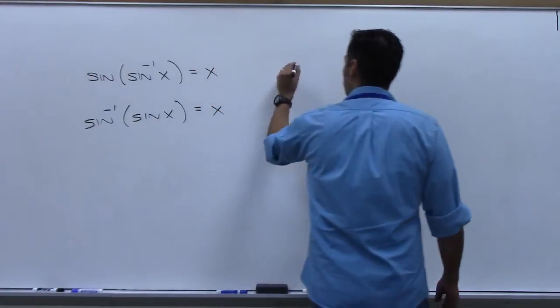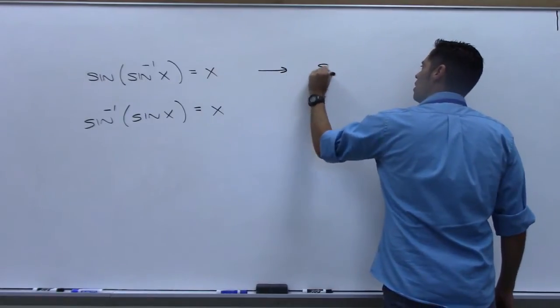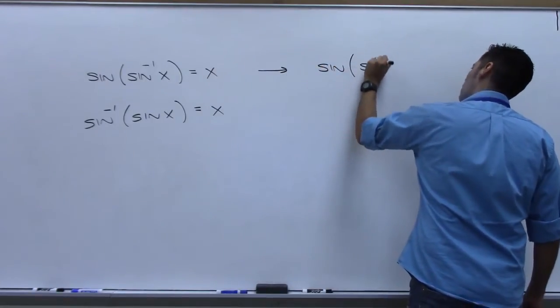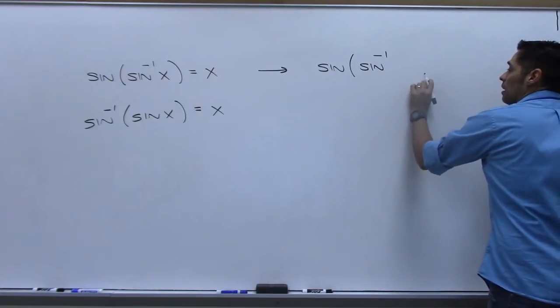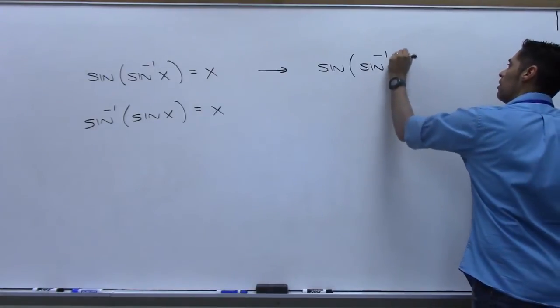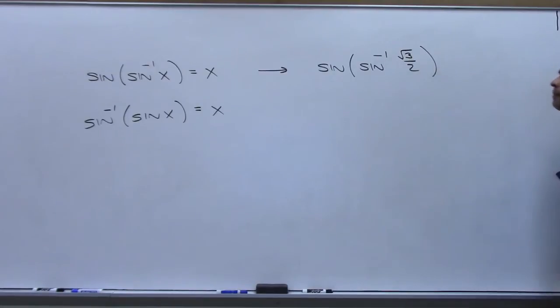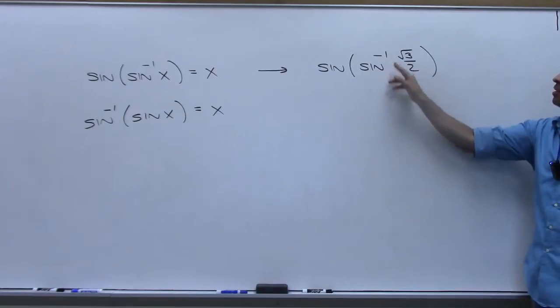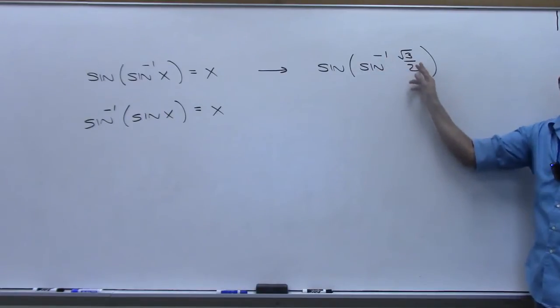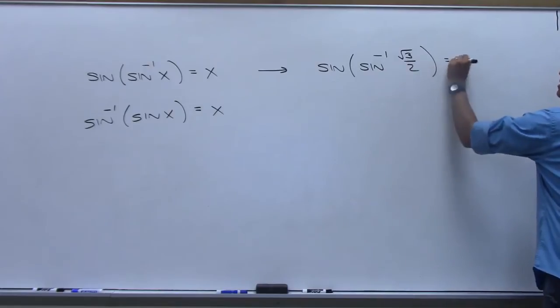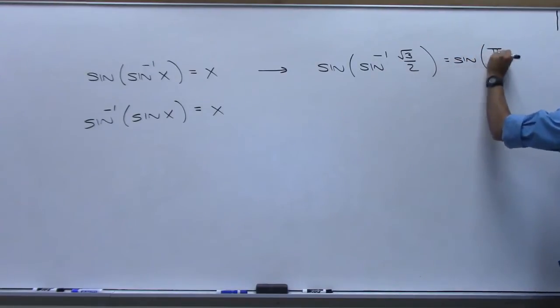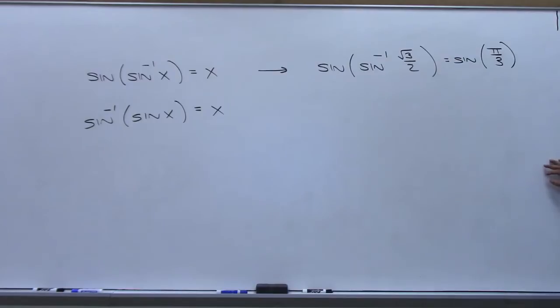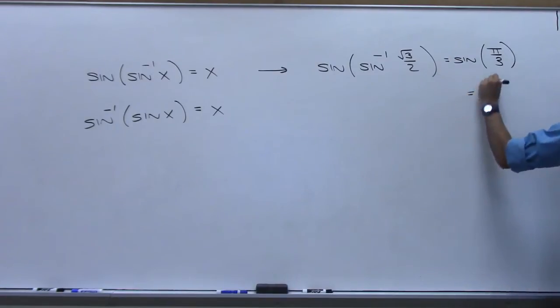So let's take a look at this first one. As an example of this, what's sine of arc sine of root 3 over 2? That should be root 3 over 2, right? But the only reason that's true is because what? What is the inverse sine of root 3 over 2? We just did that problem. That was pi over 3. And then sine of pi over 3 would spit back root 3 over 2.